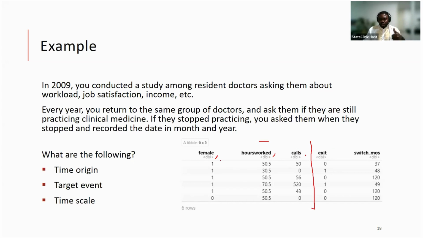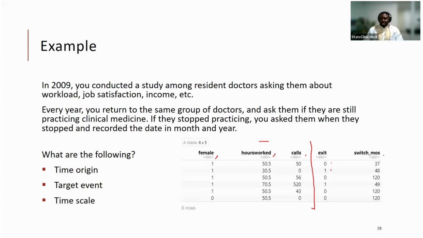So at the end of the study, you're interested in two things. Did they ever stop practicing clinical medicine? If they ever did, that means they exited. So you create a variable called exit: 0 if they didn't stop, 1 if they stopped. Remember, the event of interest is whether they stopped practicing clinical medicine.